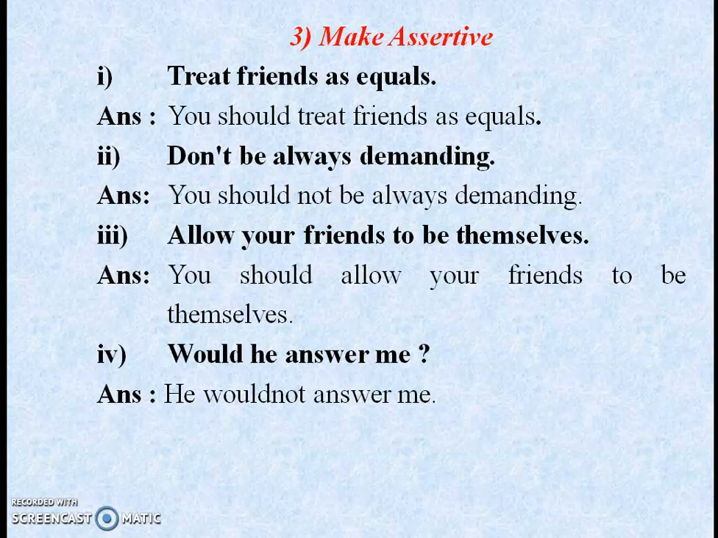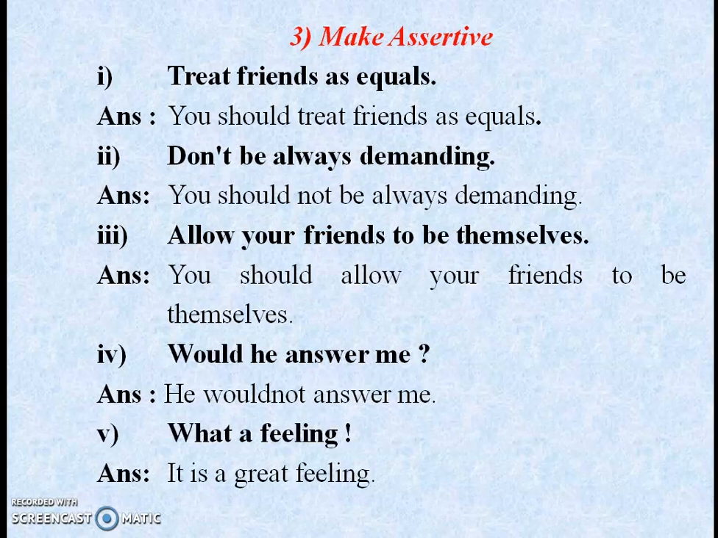See children, in the converted assertive sentence, not word is used. Naturally, to keep the same meaning, we have to use it negative. Would he answer me? He would not answer me. What a feeling! This is an exclamatory sentence. Because exclamatory mark is given, and even this sentence expresses a certain feeling. So naturally, it's an exclamatory sentence. We have to convert it into assertive. So naturally, it is a great feeling.